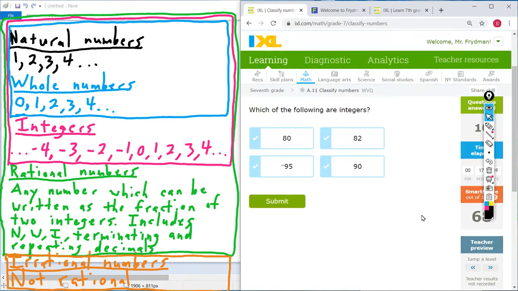Which of the following are integers? Okay, remember what the integers are, and in fact all of these would be integers. We don't have any messy decimals or fractions to worry about. So these are all integers here.